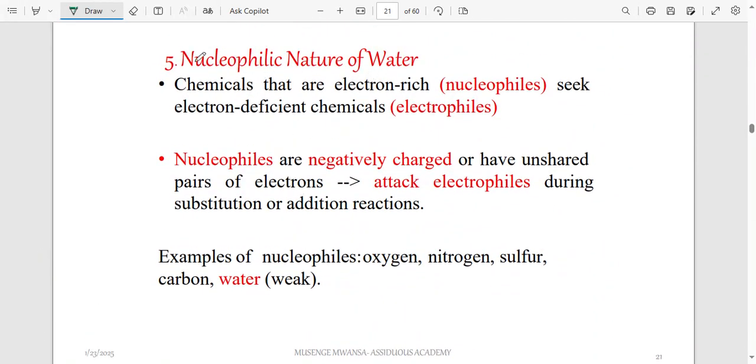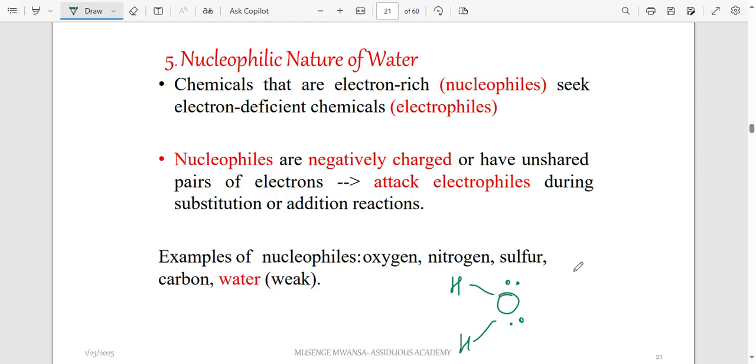Nucleophilic nature of water. So water acts as a nucleophile. We'll discuss nucleophilic and electrophilic reactions in organic chemistry. But a nucleophile is a molecule that loves the nucleus. Look at the way water is. Water is like this, and it has got lone pairs of electrons.